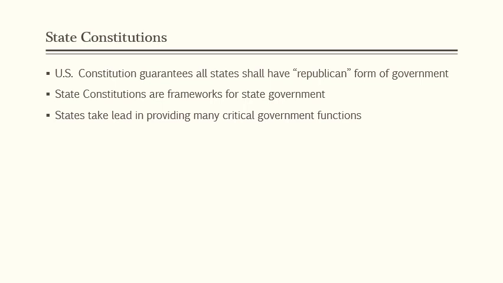So Article 4 of the U.S. Constitution guarantees that all states shall have a republican form of government. Now in this context, the word republican is not referring to a political party, but rather a representative form of government, which gets at this idea of the citizenry ruling indirectly through elected officials. State constitutions, like the one adopted by California, are frameworks for guaranteeing that republican form of government.